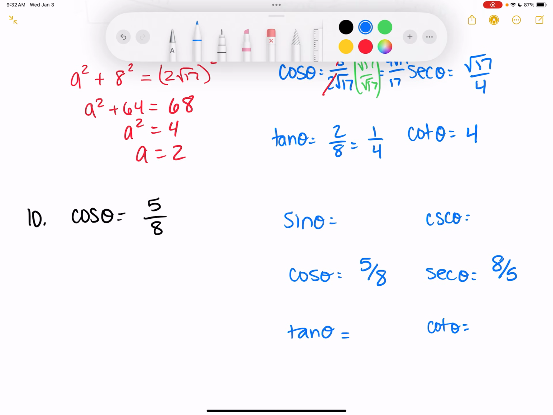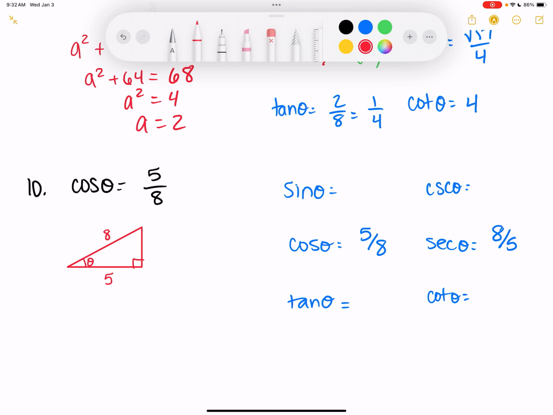So now I'm going to personally draw my triangle so that way I can see what's happening. I've got a triangle here. I'm going to call this theta. You can call whatever angle theta that you want other than the right angle, so obviously that can't be theta. I've got adjacent over hypotenuse, so that's going to be 5 is down here, 8 is here, and I need to find this side. So Pythagorean theorem, a squared plus 5 squared equals 8 squared.